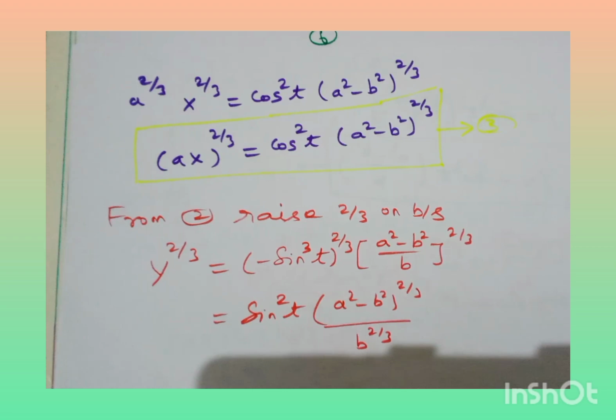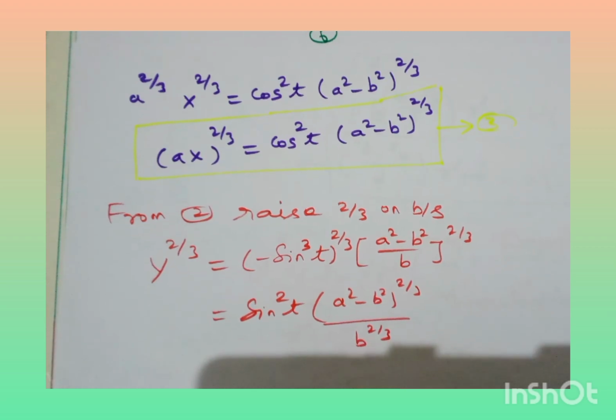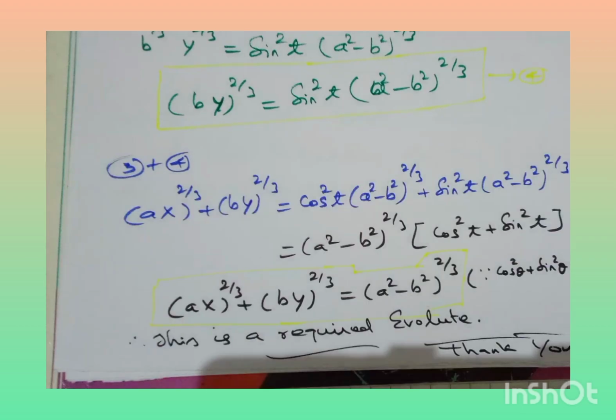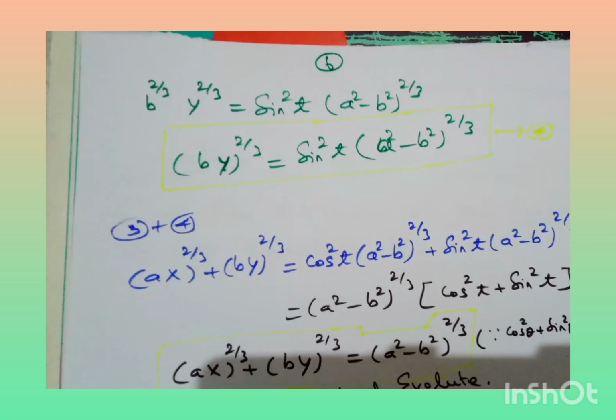So y power 2 by 3, minus sin cube t power 2 by 3, and then a squared minus b squared by b power 2 by 3. So sin squared t, a squared minus b squared power 2 by 3, b power 2 by 3, isn't it? So now we are getting this one, sin squared t a squared power 2 by 3, isn't it? So there are two equations, 3 and 4. So add these two equations.